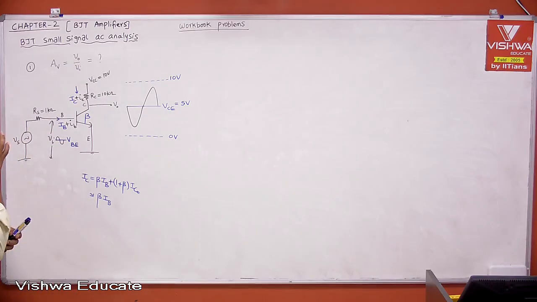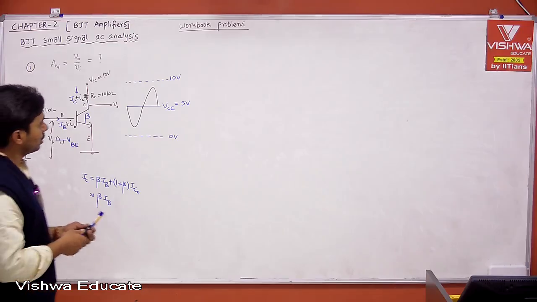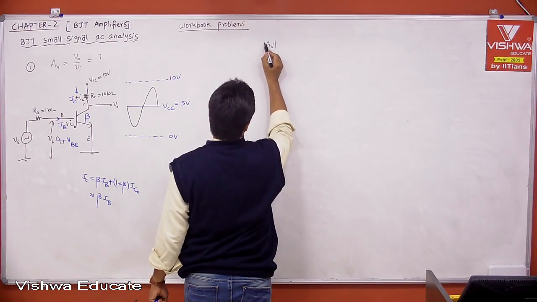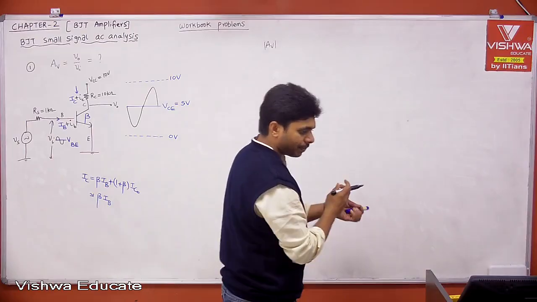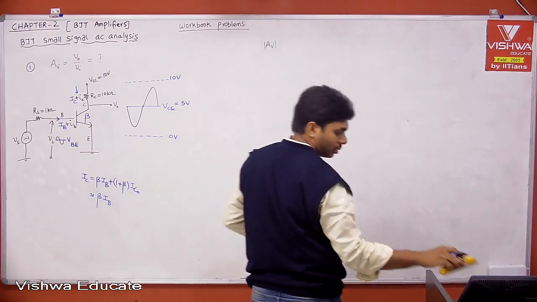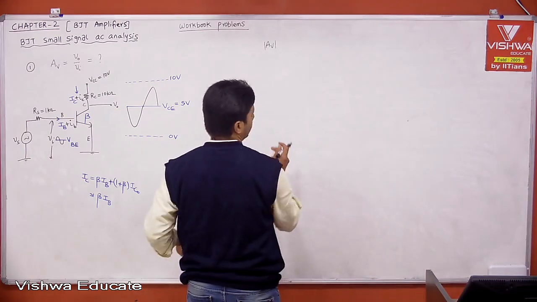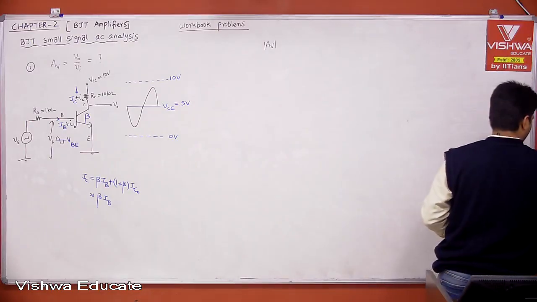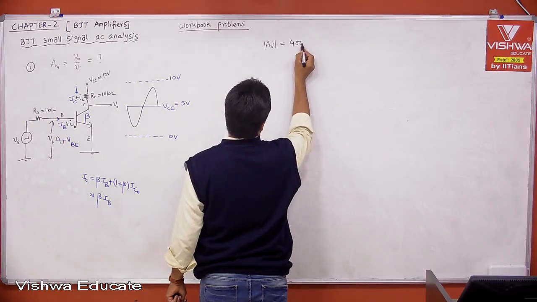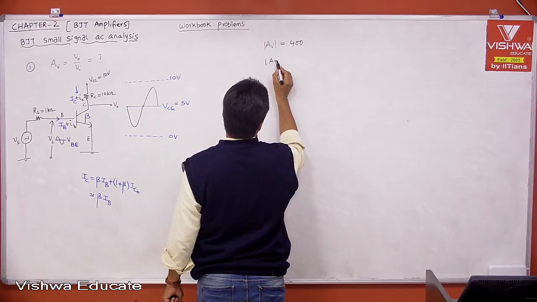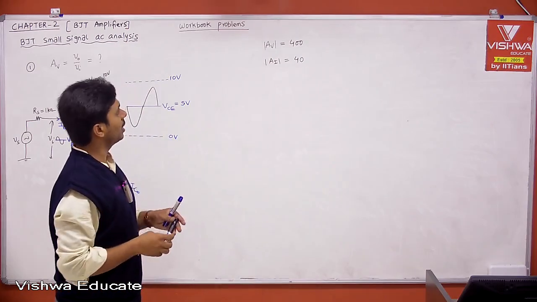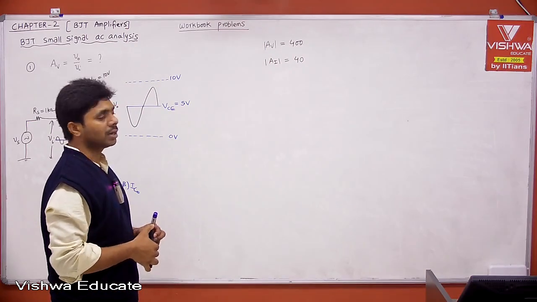Right? Now, let's see other observations. What is our voltage gain? Let us say mod AV, that is only the magnitude part. If I take only magnitude, therefore, tell me what is AV? 400, and what is mod AI? That is 40. Right? Tell me, is having voltage gain from a single stage amplifier of 400 high or low?